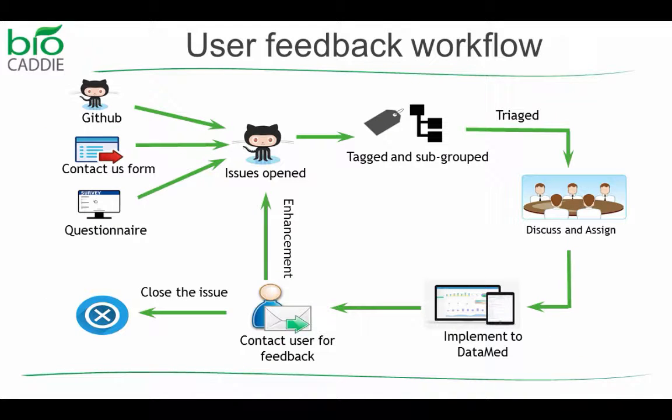So this is the user feedback workflow. Basically, we have 3 different ways to take feedback from users, and we also record this as a GitHub issue. We will have someone sitting there, looking at all those issues, and tagging them into different categories. This is a usability issue, this is a functional problem, and then we go through the development team, discuss and assign the work, re-implement in DataMed, and contact the user to see if they're happy. If they're happy, we close the issue. Otherwise, we restart the whole workflow again.